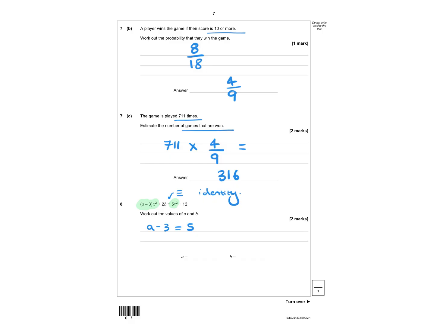So the coefficient or the multiplier of x squared on the left-hand side has got to equal the coefficient or the multiplier of x squared on the right-hand side. So if a minus 3 equals 5, a is equal to 8. And then we'll do the same with the other part, which is this constant here, 2b, and that's got to equal 12. So that tells me that 2b equals 12, which gives me b equals 6, very simply.